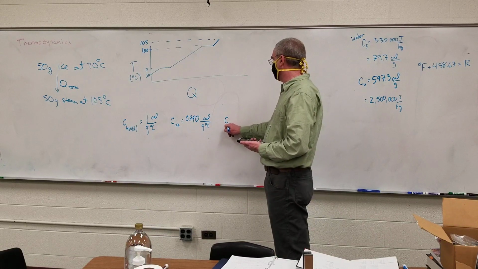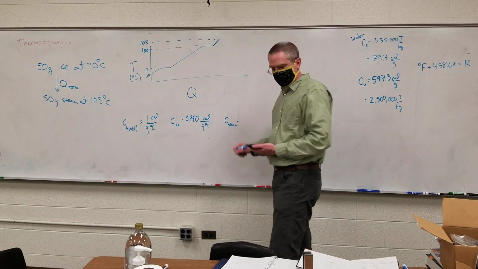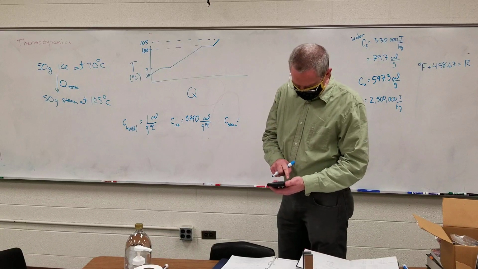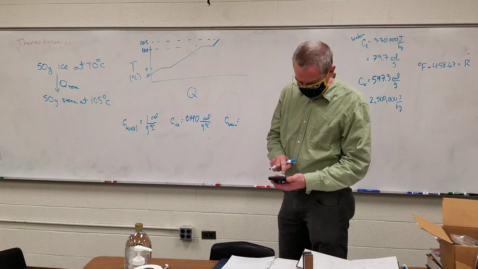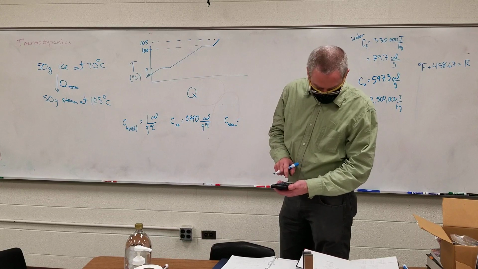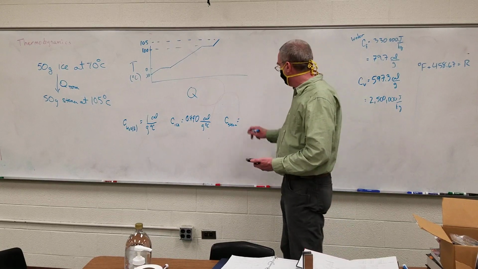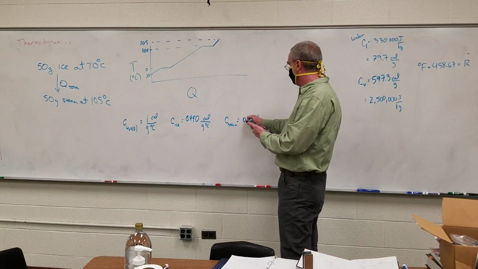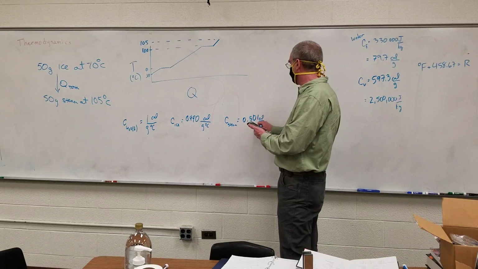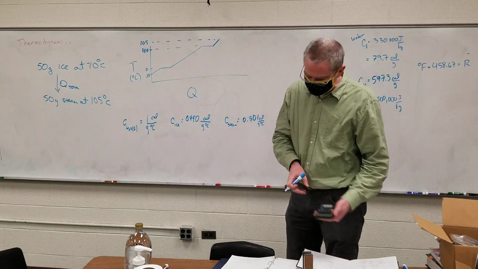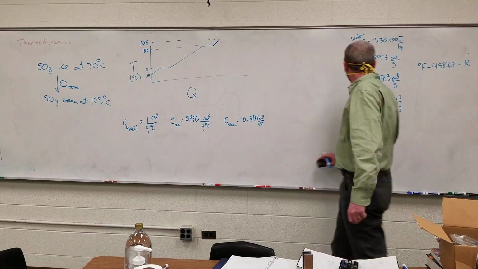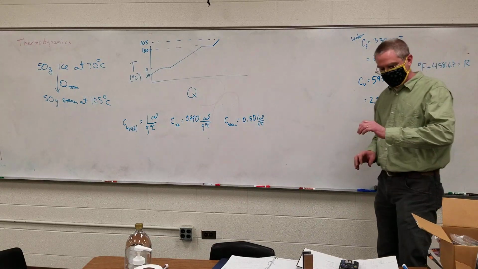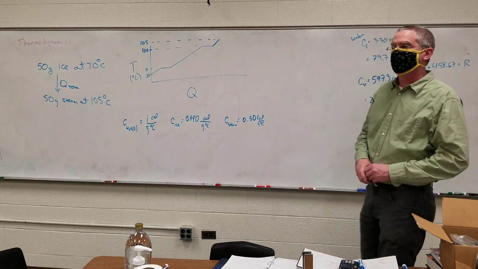And the specific heat of water vapor, or we'll just call it steam, since that's what it is in this case, is 0.501 calories per gram degrees Celsius. All right, so step by step. Questions before we plunge into the math?